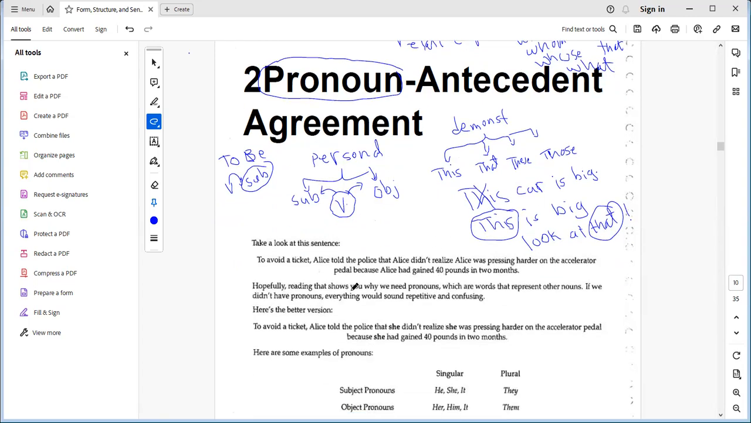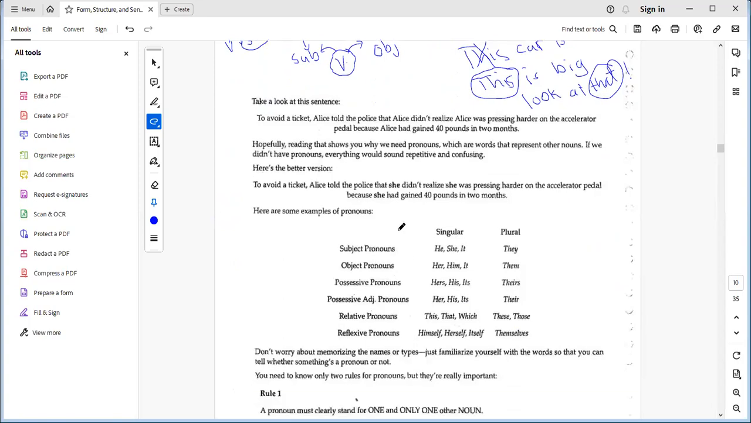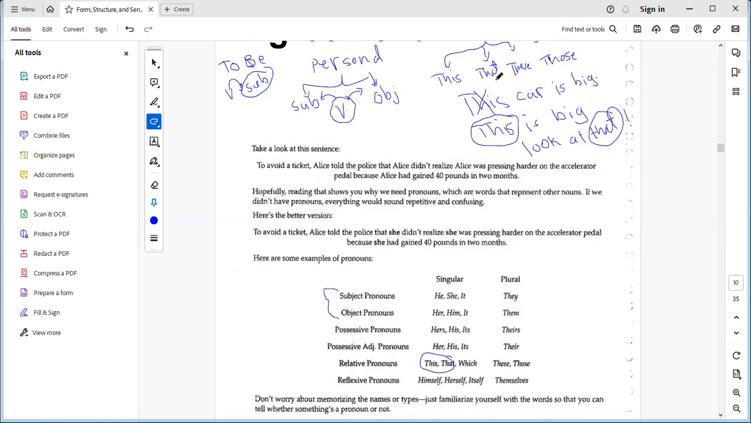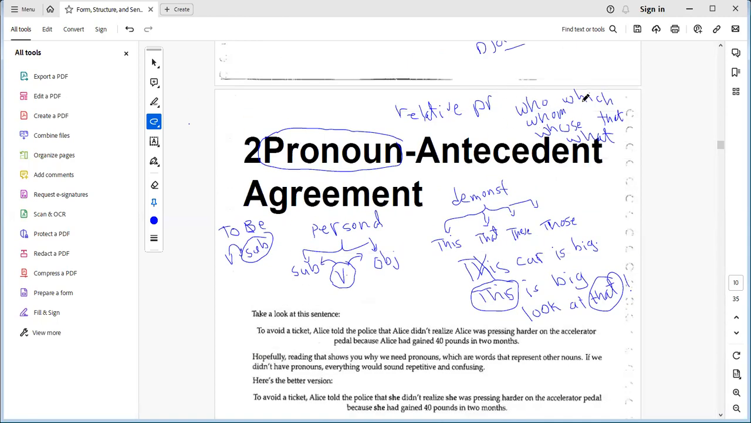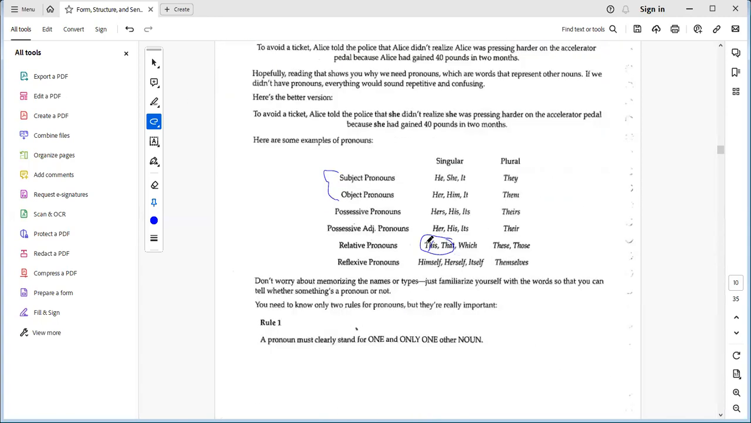Let's talk about each one of these right now. As you can find in this part, he talked about subject pronouns: he, she, it. Those are the personal ones. Object pronouns, both of these are personal: her, him, it, them. Possessive pronouns: hers, his, its, theirs. Possessive adjectives: her, his, its, their. Relative pronouns: this, that, which. Okay, this and that are not relative, here it's wrong. The relative pronouns are as I wrote them above: who, whom, whose, which, that, what. This is not with it. Reflexive pronouns: himself, herself, itself, themselves.